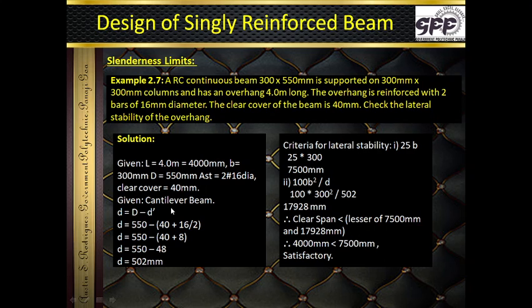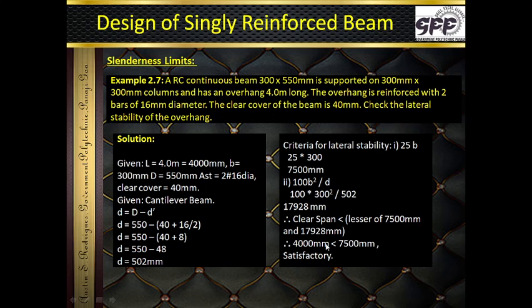Given a cantilever beam, we are going ahead with finding the effective depth. Effective depth is capital D, that is overall depth, minus the effective cover. So overall depth is 550 mm minus the nominal cover plus half the diameter. Nominal cover is given to be 40 mm and half the diameter is 16 by 2. So 550 minus 48, so effective depth comes to 502 mm.